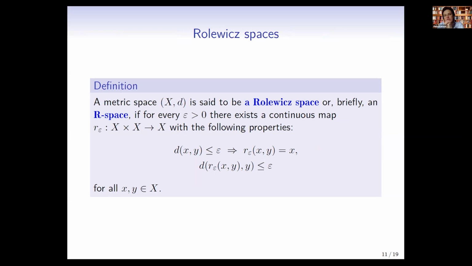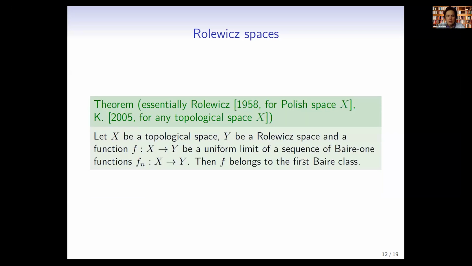This property means that in a metric space X, every ball is a retract of this space, and this retraction is continuous with respect to the center of the ball, the second variable. Y is the center of this ball, so the ball with radius epsilon with center at the point Y is a retract of the whole space, and this retraction is continuous with respect to Y, the center. And due to Rolewicz, we will call such spaces Rolewicz spaces, or R spaces, briefly.